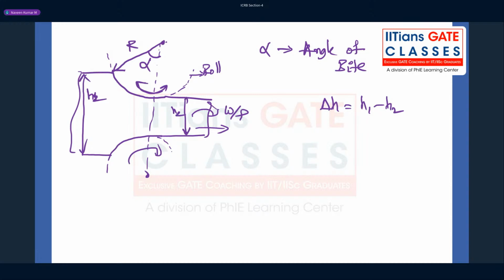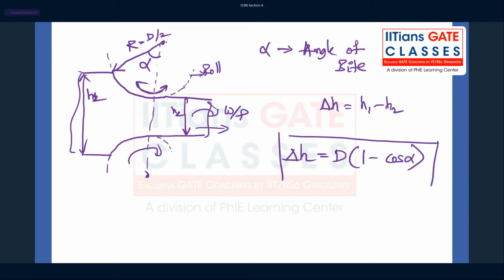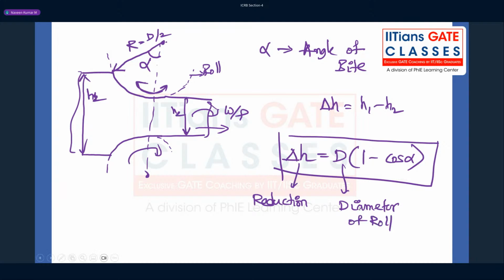And if you see, this is R, that is D by 2, radius of roll and diameter of roll. So the reduction they're talking about is delta H. The formula is already derived: delta H is D into 1 minus cos alpha. You have to remember this. Derivation, I'm not doing it. Reduction, D is the diameter of roll, and alpha is the angle of bite. That's it. This is the formula.